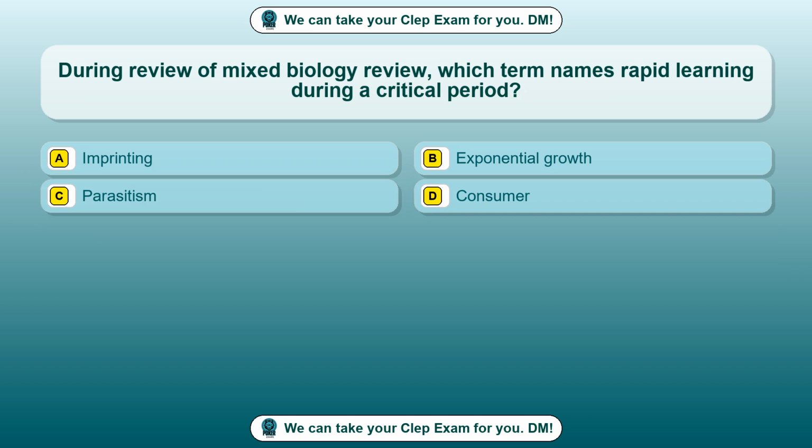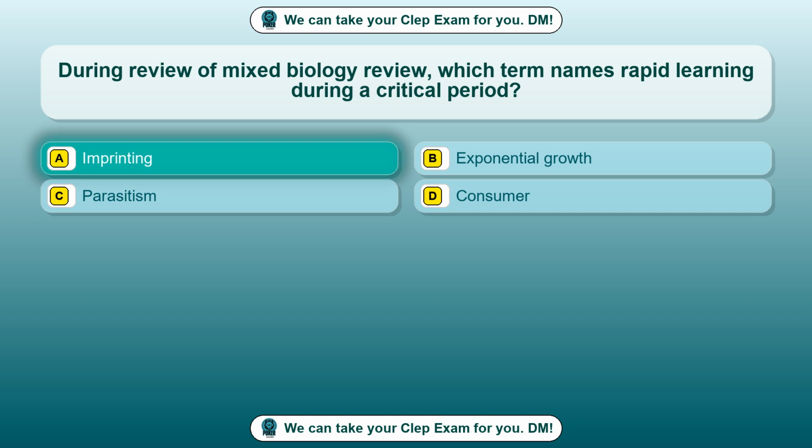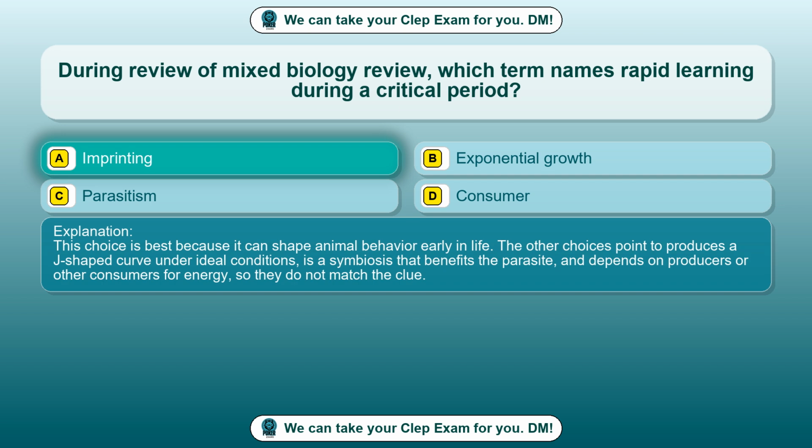Question 60. During review of mixed biology review, which term names rapid learning during a critical period? Option A, imprinting. Option B, exponential growth. Option C, parasitism. Option D, consumer. The correct answer is option A, imprinting. This choice is best because it can shape animal behavior early in life. The other choices point to produce a J-shaped curve under ideal conditions, is a symbiosis that benefits the parasite, and depends on producers or other consumers for energy, so they do not match the clue.